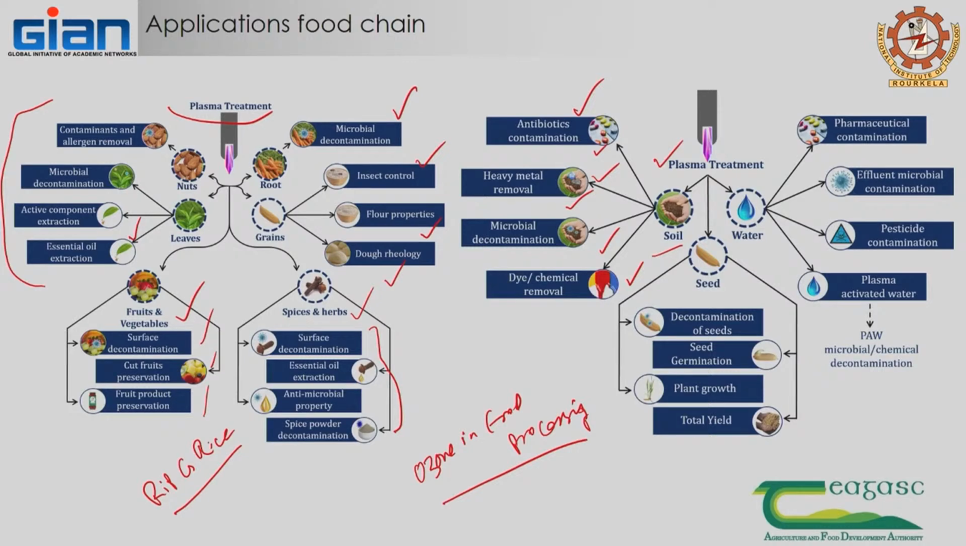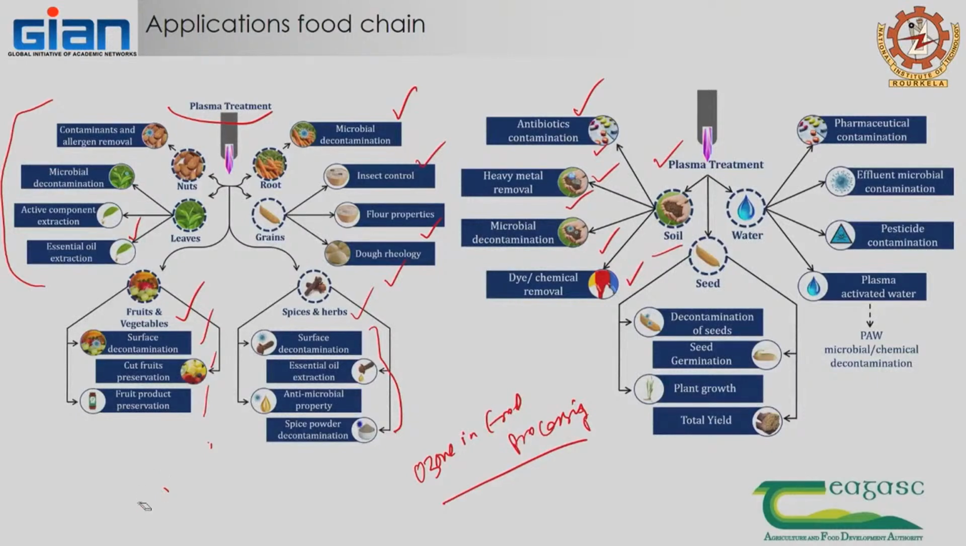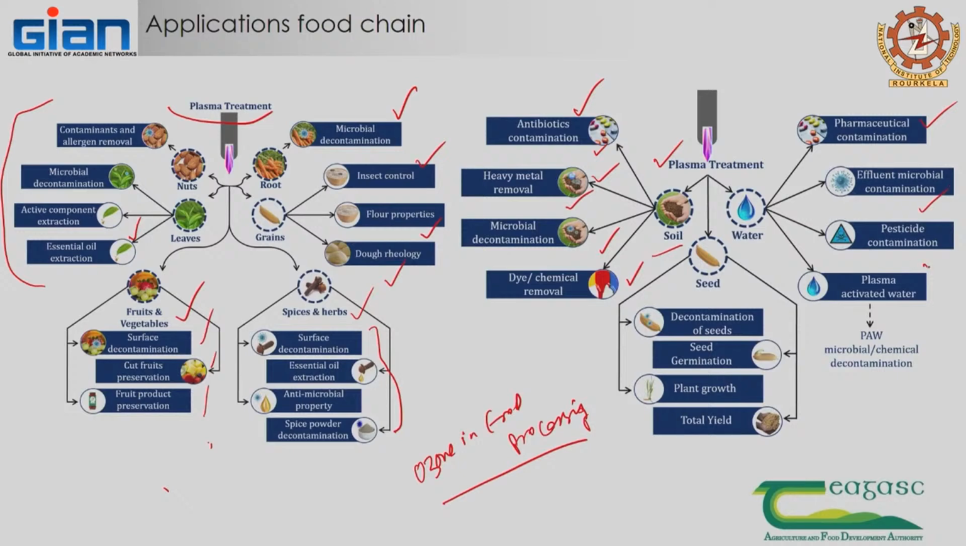And he was the one who was responsible for getting ozone GRAS status in the US FDA. So all the applications where ozone can be used have been replaced by plasma. The reason is, for ozone we need an oxygen tank, and keeping an oxygen tank is very hazardous. So that's why ozone production becomes a challenge. To replace that we have plasma, which means you can use atmospheric air. Now pharmaceutical contamination, same thing as oxidation, effluent microbial contamination, pesticides, plasma activated water, again different applications.